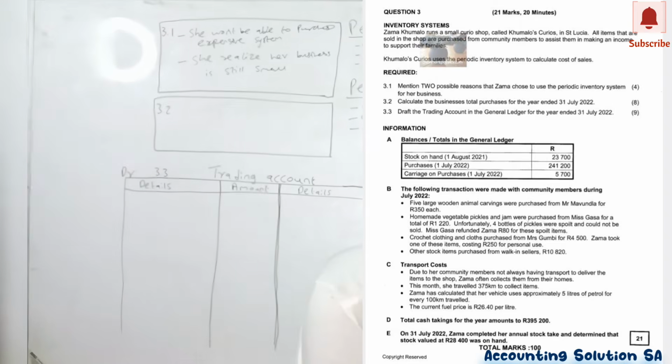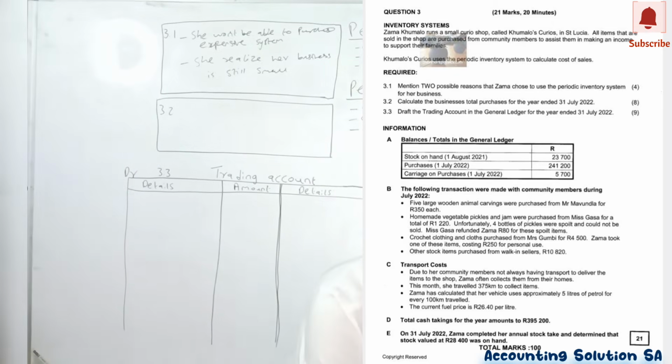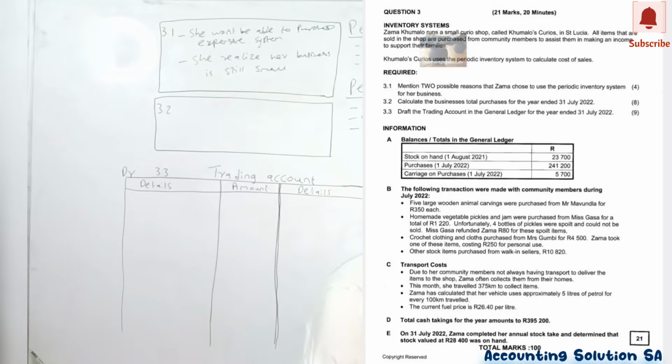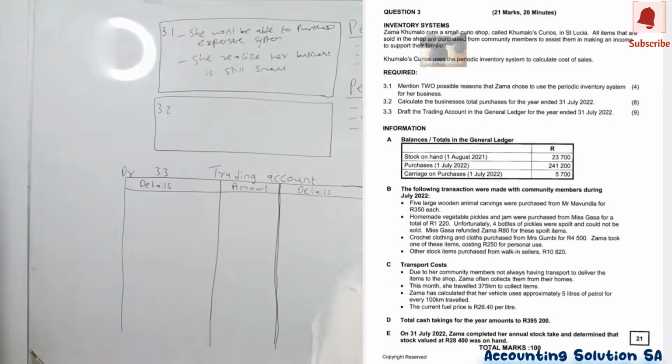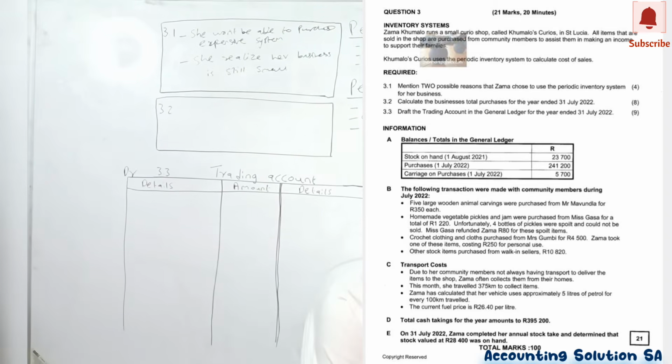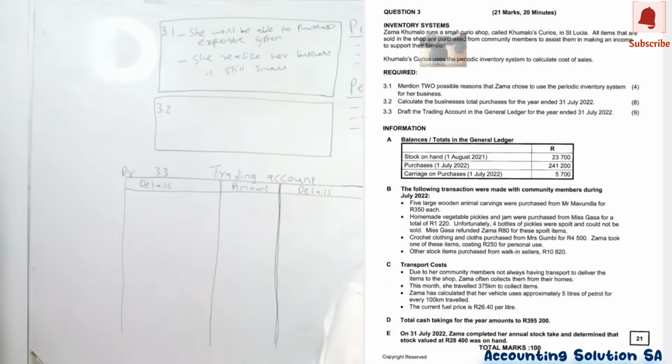Information number A, they give us the balances and total in general ledger. Okay, number 1, they give us stock on hand on 1 August 2021, which is going to be opening, of course. Number 2, they give us purchase on 1 July 2022. Number 3, they give us a carriage on purchase 1 July 2022. Then number B, they say that the following transactions were made with the community members during July 2022. Okay, so that's where we're going to determine our purchases.